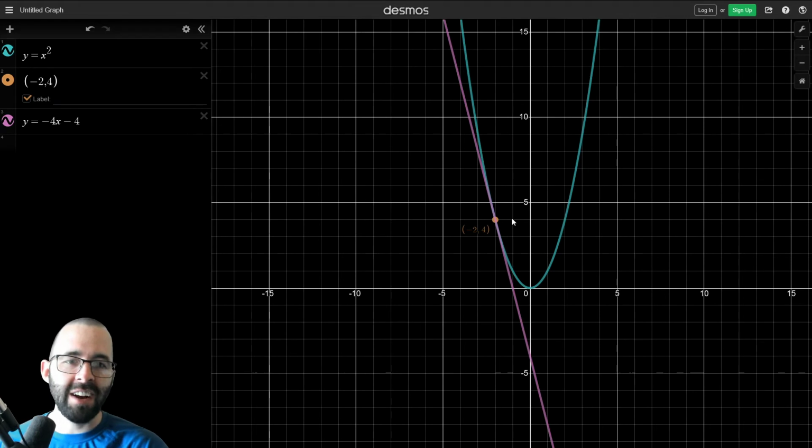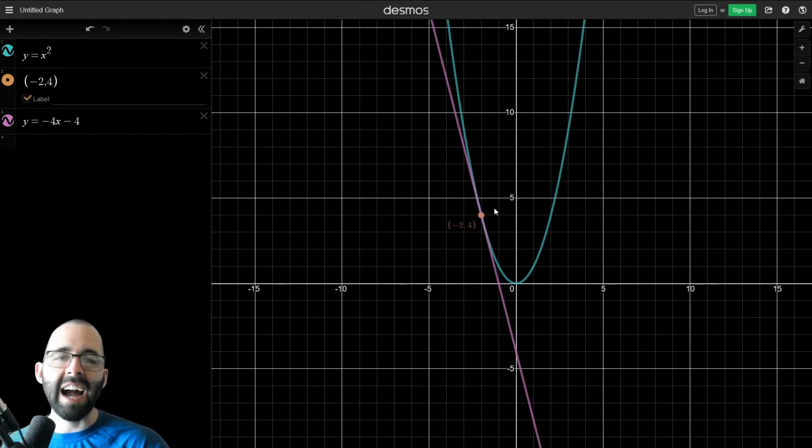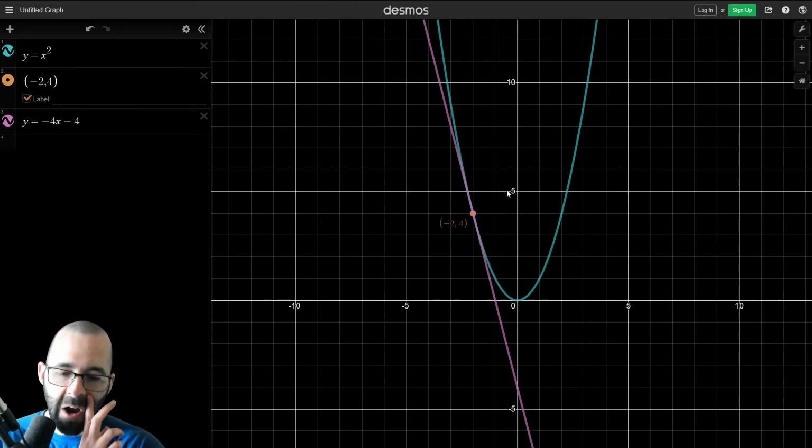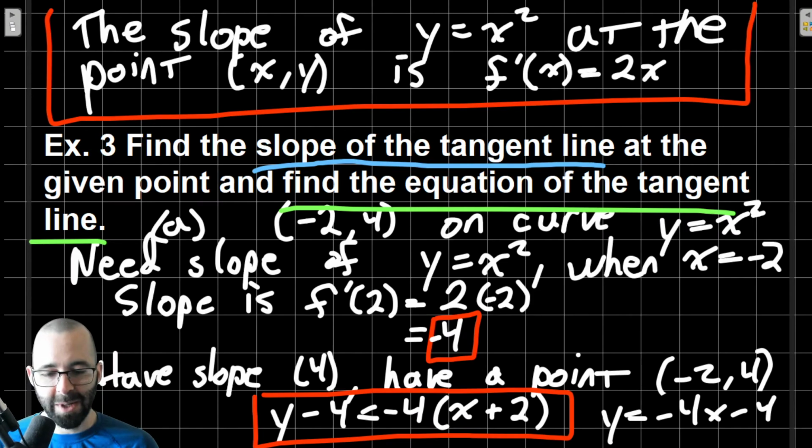All right, so we checked our answers. We can see that this is actually the equation. We actually got the right equation. You can see it right here. Okay? So, check your answers. It's a good habit to be in, especially if you have a habit for dropping negatives.